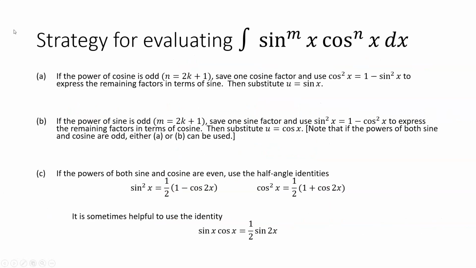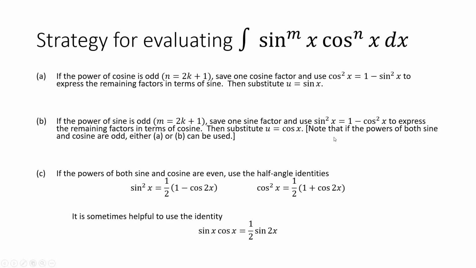So here's just a big overview of the strategies that we've seen. For the first few, we noticed that if we have a power of cosine that's odd, then we wanted to save one factor of cosine and use cosine squared equals 1 minus sine squared to express the remaining factors in terms of sine. And then we were able to substitute u equals sine x. And notice that the same strategy works if we have an odd power of sine. So we save one factor of sine, and then use sine squared x equals 1 minus cosine squared to express the remaining factors in terms of cosine, and then substitute u equals cosine x, and then we were able to integrate after the substitution.